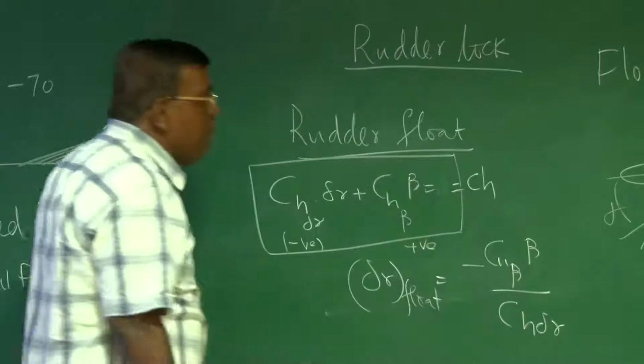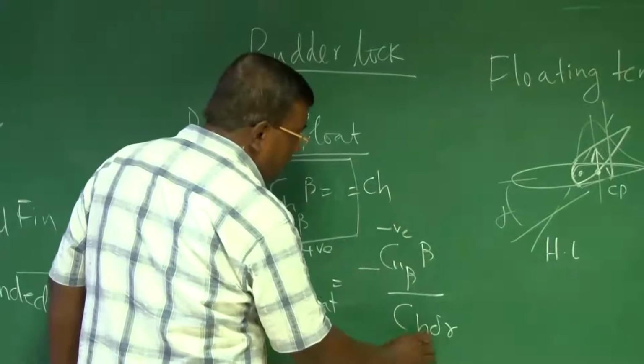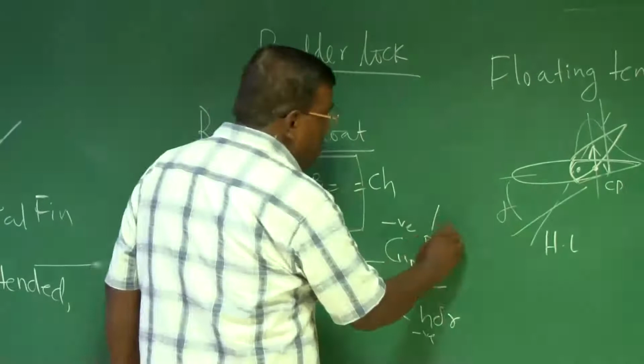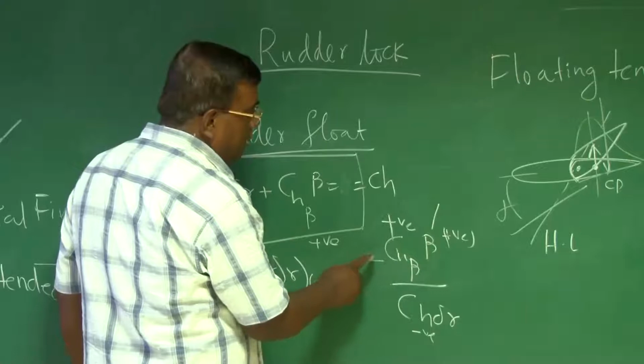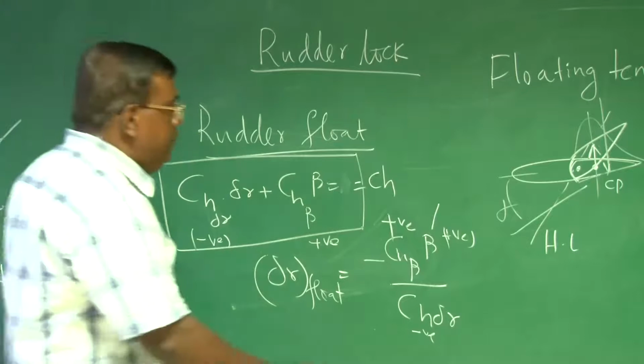And you know CH beta is positive, CH delta R is negative. So delta R float will be, for a positive beta: negative, positive, negative, positive. So delta R float will become positive. Yes, so beta positive means delta R float positive. What is the meaning of that?